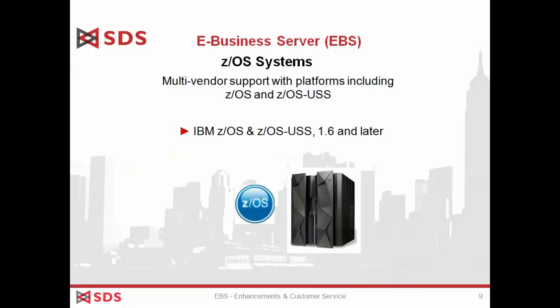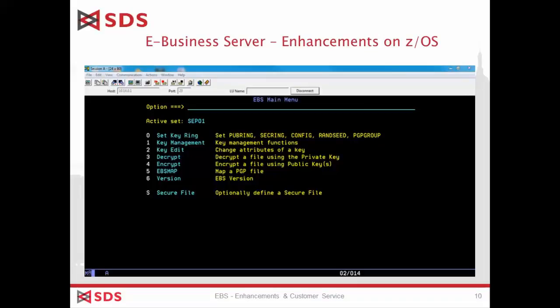Our z/OS platform also covers the current z/OS versions. We can go back as far as 1.6 and later. So there's a new feature that has been added to the z/OS component, or the product that runs on z/OS, and that is a new ISPF interface, and that comes with eBusiness Server 7.8.3. This allows customers to invoke eBusiness Server commands from a TSO panel. Here is an example of the ISPF panel, and you may remember, for those folks that have installed 7.8 and 7.8.3 releases, you will recall we added some support for the Blowfish cipher and SHA-2 support for the RSA legacy keys.